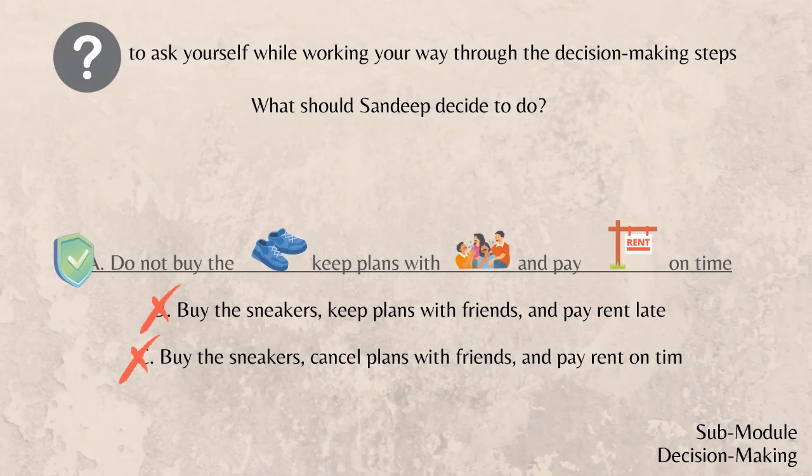Questions to ask yourself while working your way through decision-making steps. What should Sandeep decide to do? He should decide not to buy the sneakers, keep plans with his friends, and pay rent on time.